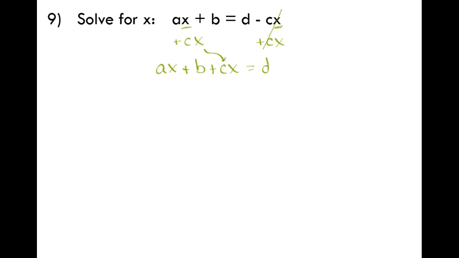Now they're all on the same side, but I have this b that I don't want on this side, so I'm going to move that over by subtracting it away. Now I have ax plus cx equals d minus b. So you never lose anything, you just move them around. Now I can undistribute the x. I can imagine what that x had to multiply to be ax and cx. To get ax, it had to be x times a. To get cx, it had to be x times c. And it was positive, so you put a plus sign.